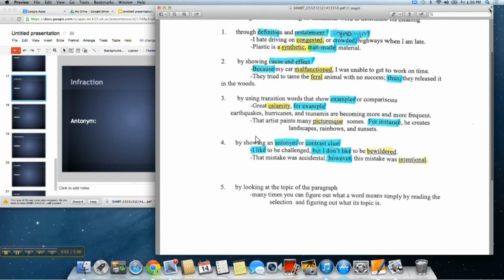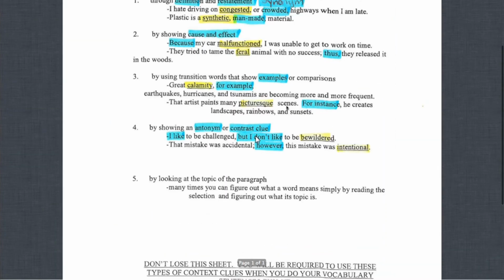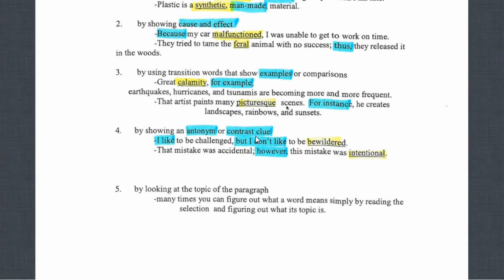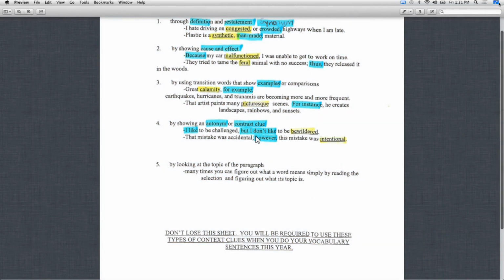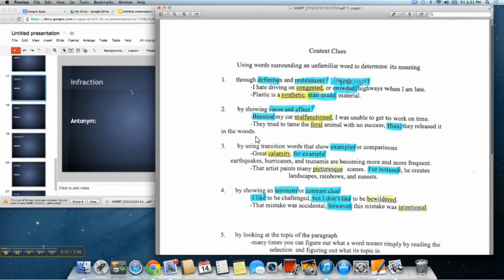Okay, antonym. Here are our examples. "I like to be challenged, comma, but I do not like to be bewildered." The keyword is "but", which tells me it's the opposite. Or, "That mistake was accidental. However, this mistake was intentional." The keyword is "however". Accidental is obviously the opposite of intentional, and challenged is obviously the opposite of bewildered. Make sense?